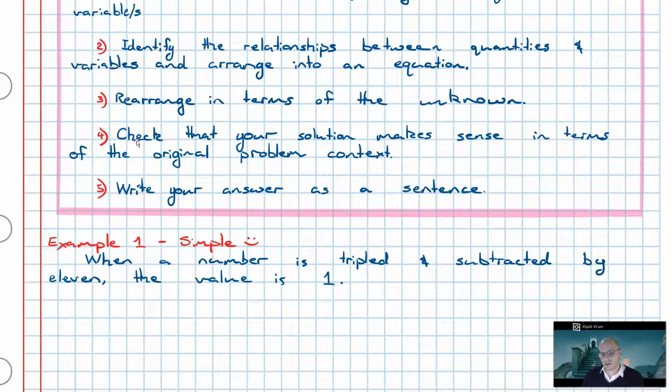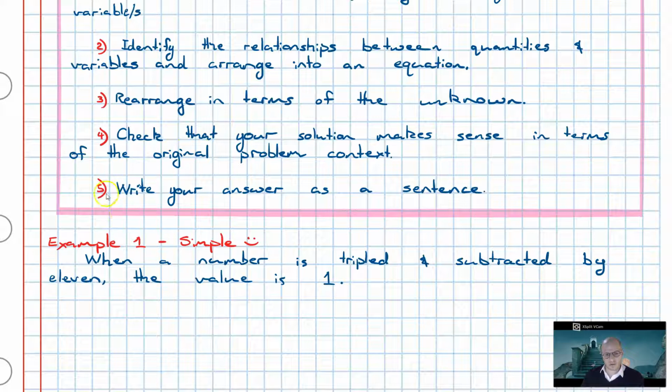So say, for example, if you're counting ants and you find that the solution you come up with is you have 10.5 ants, then chances are you've probably got a problem there because you can't have half an ant. Or if you're counting cars, you can't have half of a car. So you need to make sure that your solution actually makes sense relative to the context of the problem.